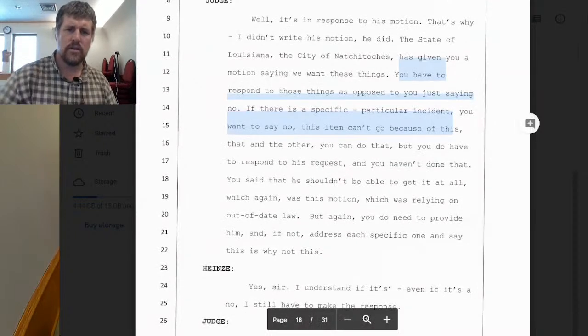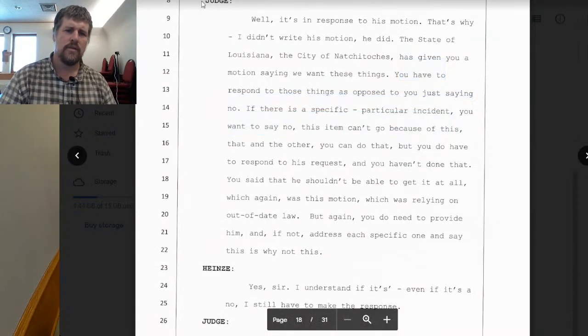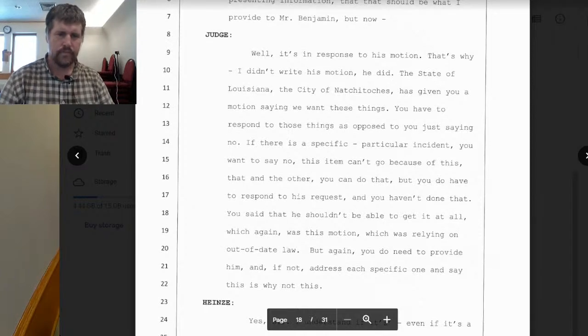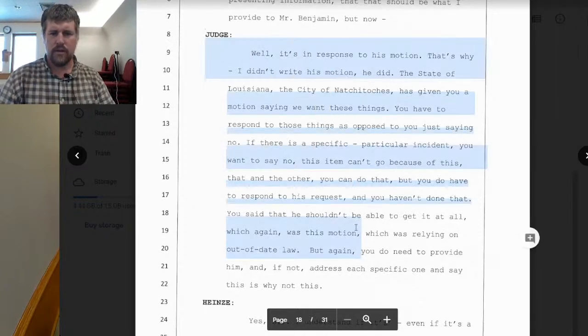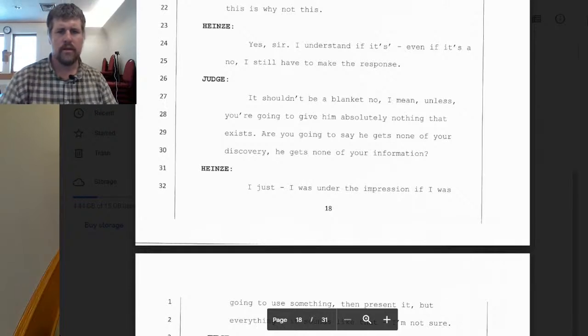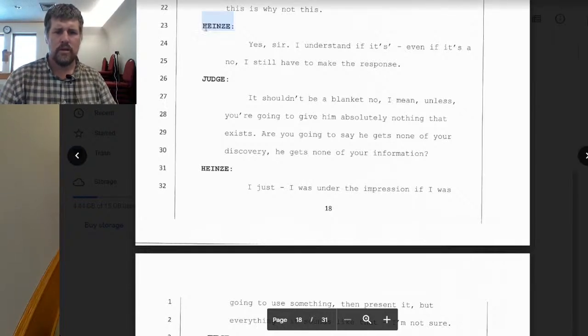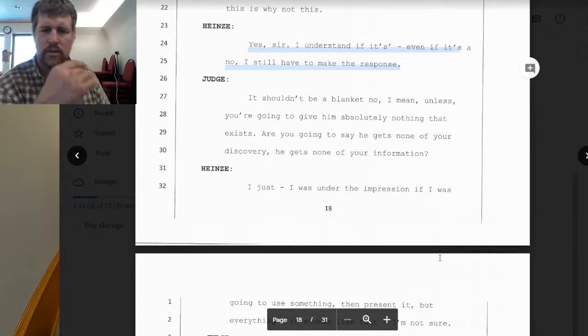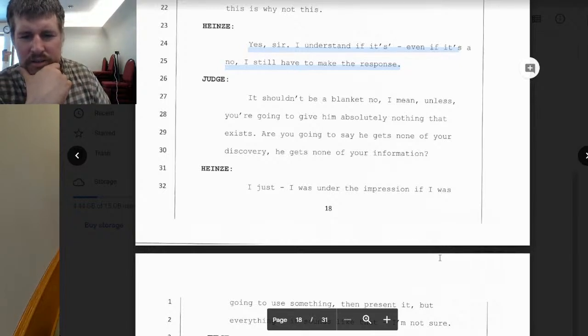Let's see, this is hearing number 2. Oh, yeah. So, no, it didn't. Copying and pasting is definitely faster than typing. I'll just choose my name, which it didn't take. I gotta maybe go up above it. It grabbed it, but didn't take. Going for a new trial. Yep, gonna get a new trial with an actual. Yes, sir. Understand if that's even a no. Still have to make the response.